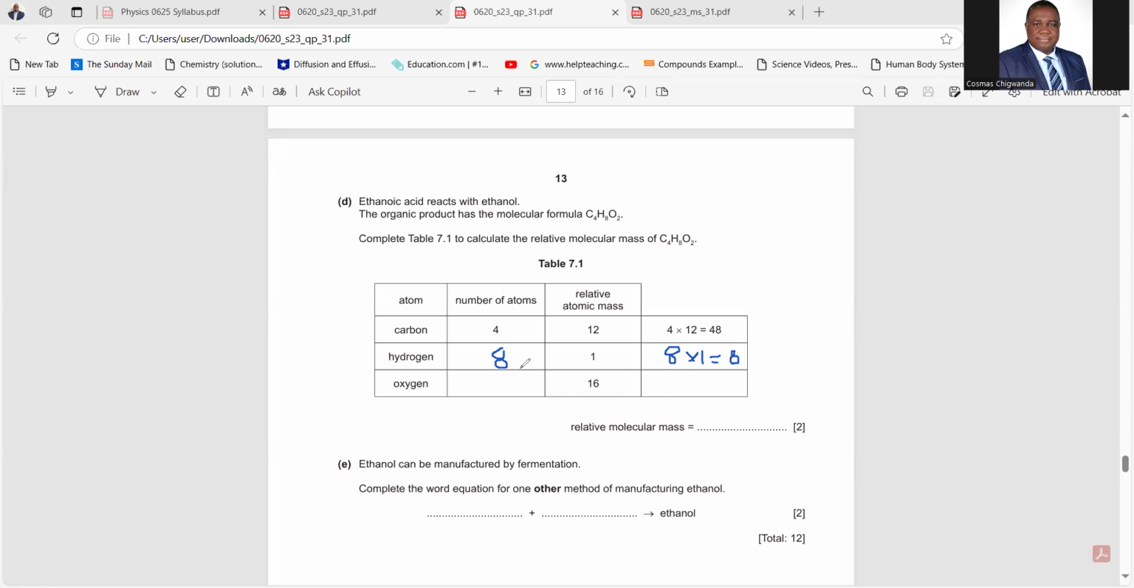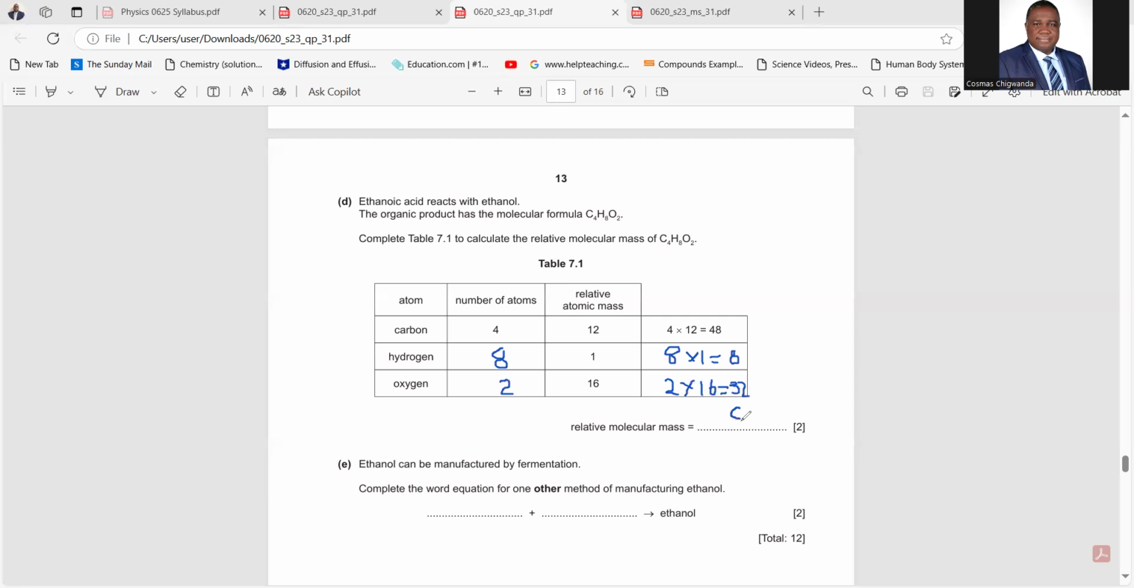We'll move on to oxygen. For oxygen, we have 2 atoms. So what we do here, we indicate 2 to indicate the number of atoms present. And then we're going to say 2 multiplied by 16. We're just following the method used above, 2 multiplied by 16, and we get 32. Right, and then once we get 32, what do we do? We're going to say 48 plus 8 plus 32. If you do that, you're going to get your answer. It will come up as 88.